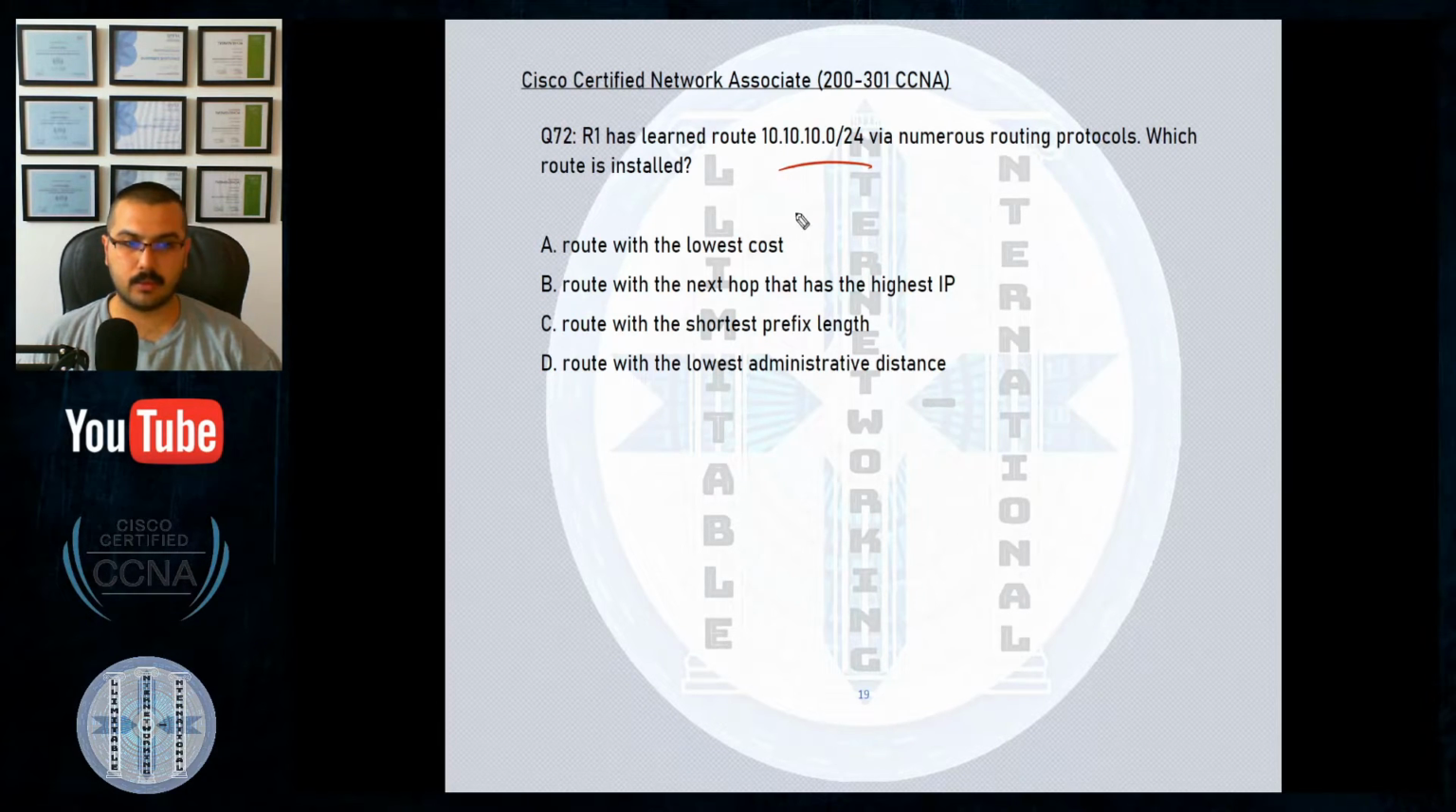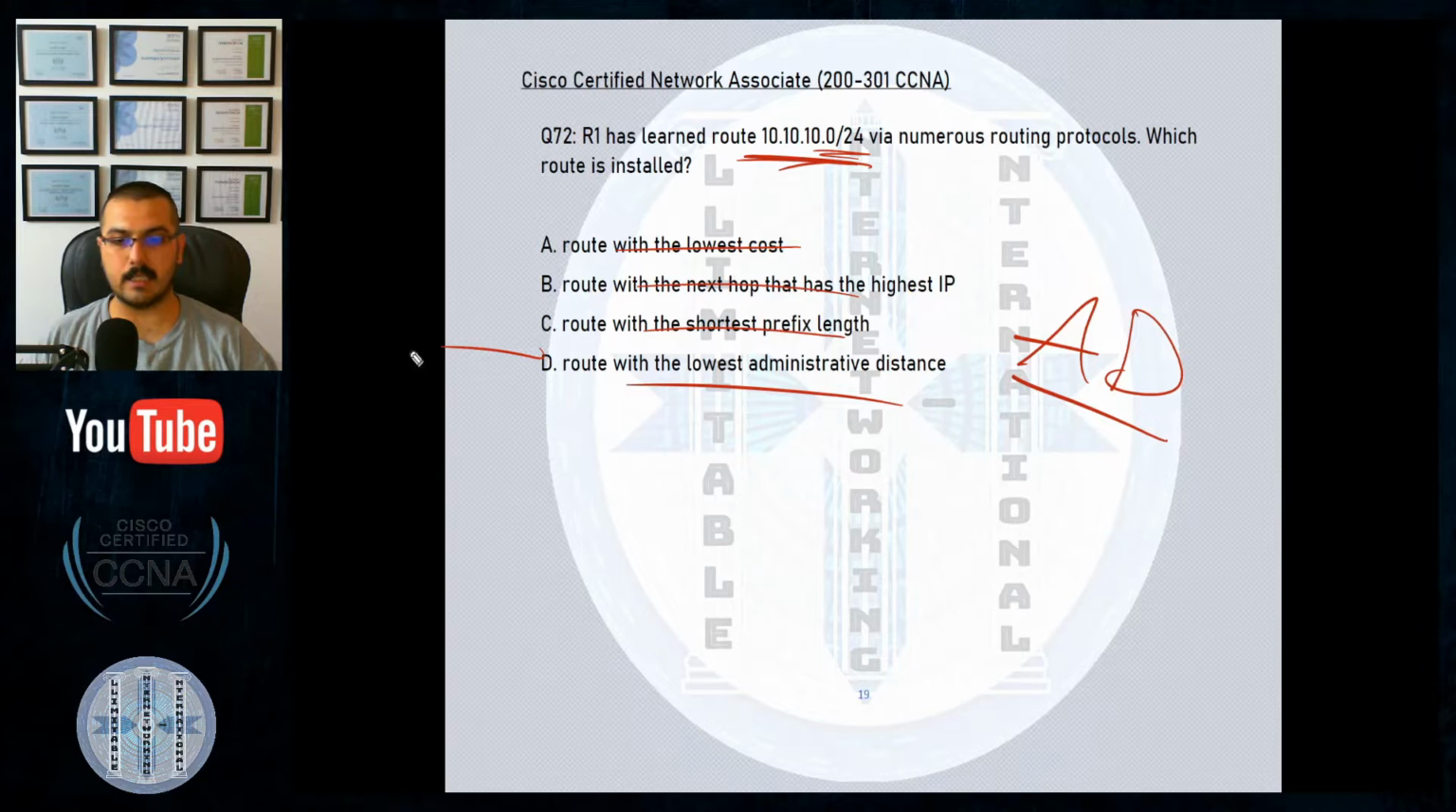R1 has learned this route via numerous protocols. If you learn the same route from different sources, and all of them are equal in longest match terms, the subnet mask, then who will win? Definitely, according to chapter 3, the one with the lower administrative distance. Not the cost, the next hop, or the shortest prefix length, since all of them are equal. If they were different, then the one with the most specific prefix match would win. That will be a different case.